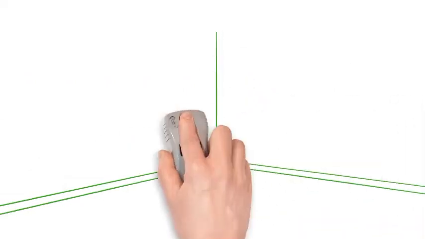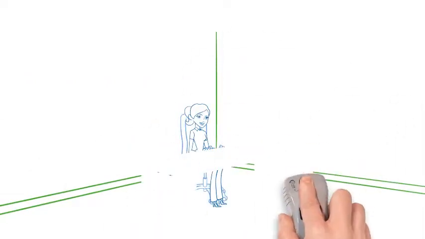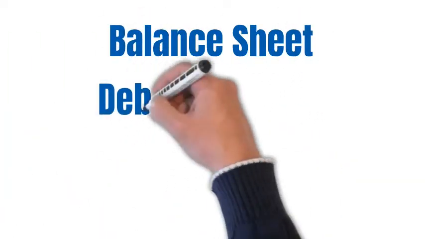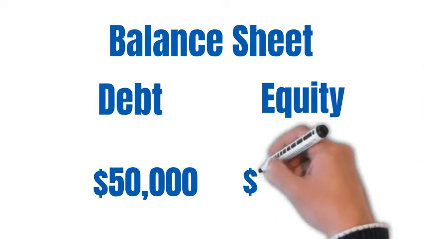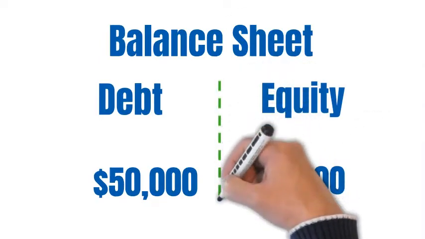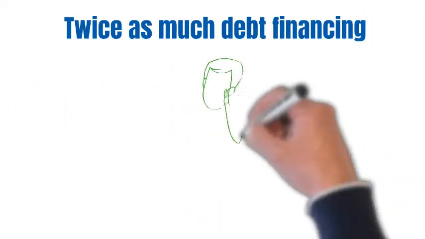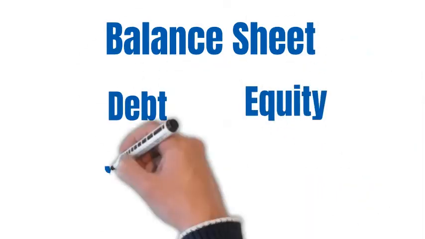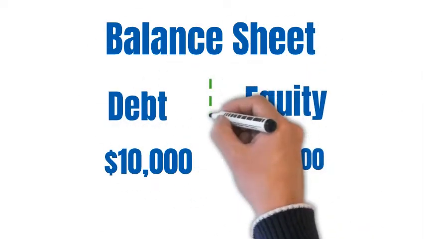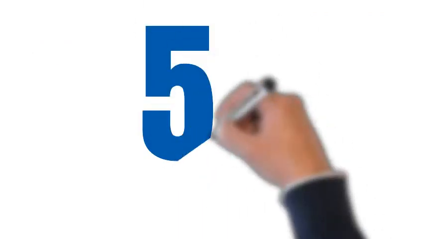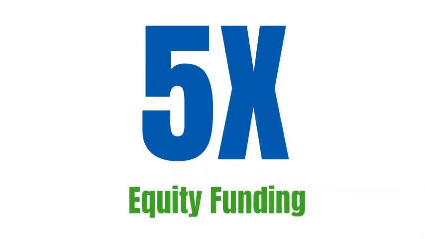For an example, let's say you start a company that sells this miraculous theoretical bed sheet that always lays evenly across a bed. On your balance sheet, you have $50,000 of debt and $25,000 of equity. This leaves you with a debt-to-equity ratio of 2, indicating you have twice as much debt financing as equity. On the other hand, if you only have $10,000 in debt and $50,000 in equity, you'll have a debt-to-equity ratio of 0.2, or well below 1. In this case, you have 5 times as much equity funding as debt.